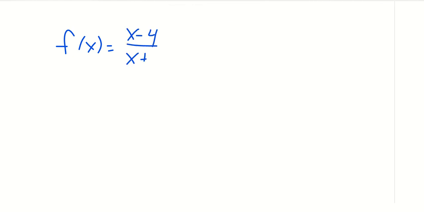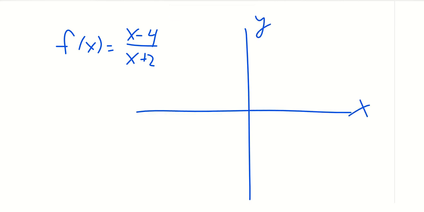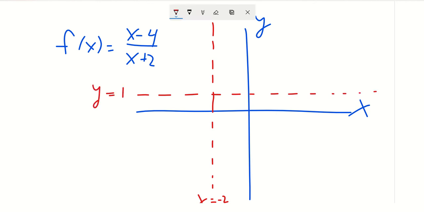So we had the equation f of x equals x minus 4 over x plus 2. First thing I'm going to go ahead and do is plot my asymptotes to begin with. So we said that we had a vertical asymptote at negative 2 for x. So that's x equals negative 2. We also said we had a horizontal asymptote at y equals 1, like this. So that's the horizontal line y equals 1.